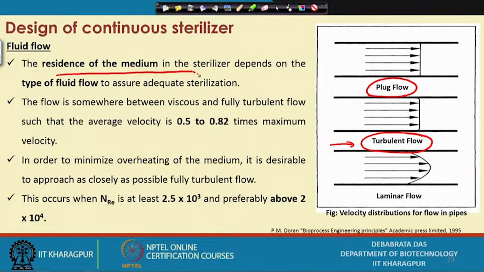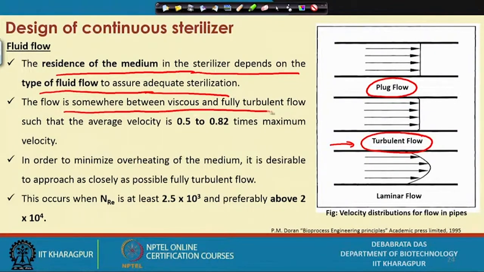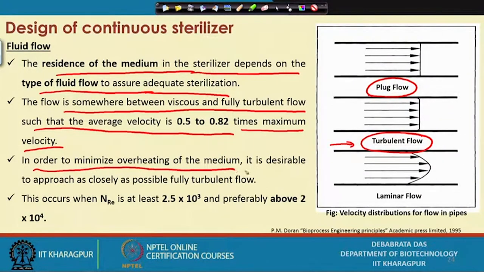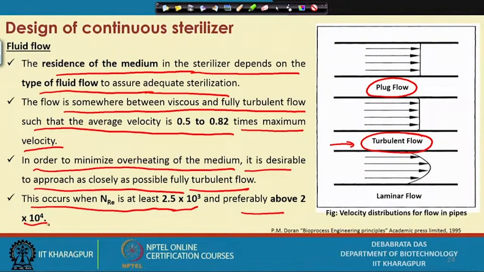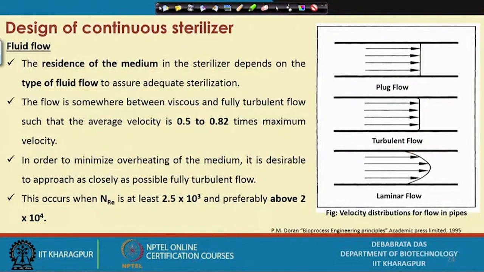The residence time of the media in the sterilizer depends on the type of fluid flow to assure adequate sterilization. Flow is somewhere between the viscous and fully turbulent flow, such that the average velocity is 0.5 to 0.82 times the maximum velocity. In order to minimize the overheating of the media, it is desirable to approach fully turbulent flow, and this occurs when the NRe value is at least 2.5 into 10 to the power 3, preferably above 2 into 10 to the power 4. So, these are the desirable characteristics of the fluid for the proper sterilization of the media.